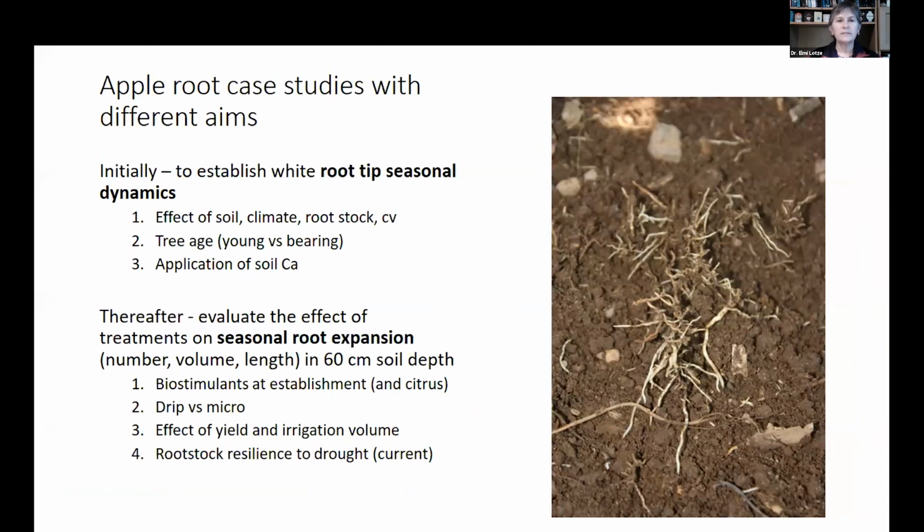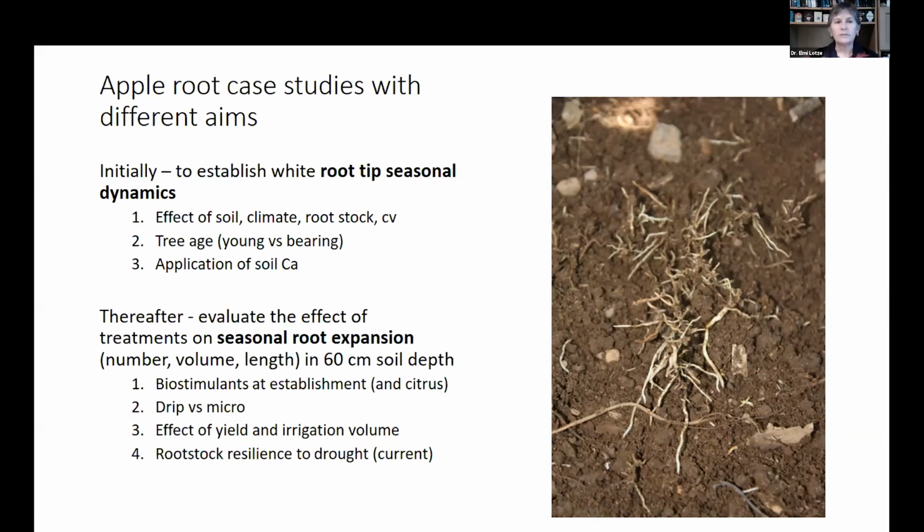We started off with the easiest one, and that was to look at white root tips and determine the seasonal dynamics. Here you can see white roots, and what we particularly looked at is the white tip. So that was really easy. It was easy to count them because it was only a number that we had to look at. And the main idea was we wanted to correlate that to soil applications of calcium.